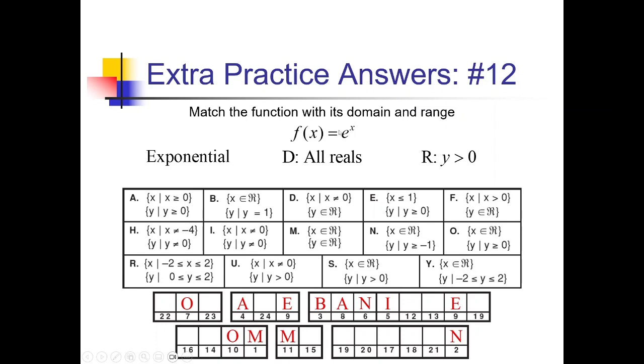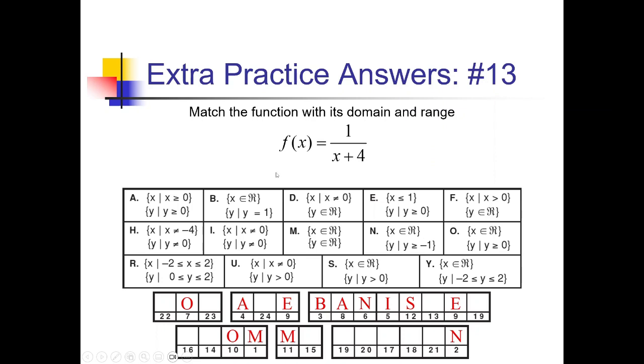You might also know what the graph of this thing looks like. We have a horizontal asymptote as we move to the left at y equals 0. So can't have 0 or anything lower. Let me look for all reals and greater than 0. Reals and greater than 0, that's going to be S, so that goes for spot 12.